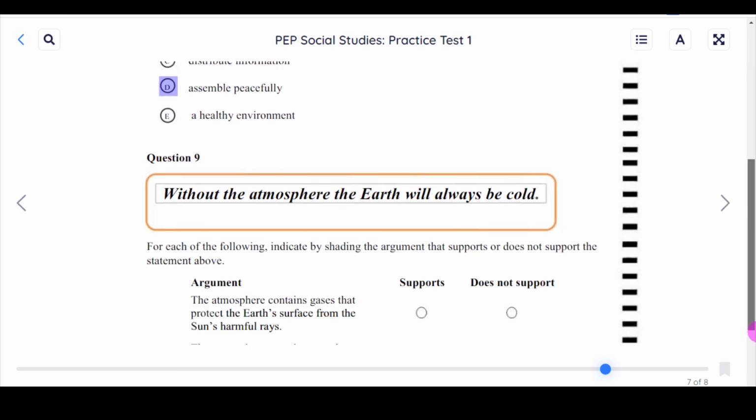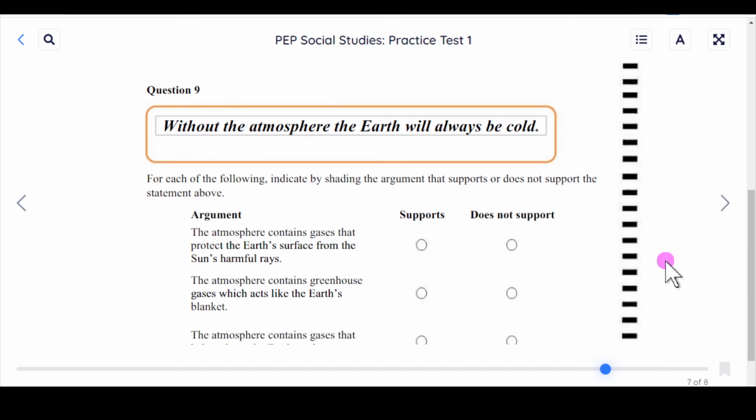All right, time for question 9. Without the atmosphere, the earth will always be cold. Okay, so this is our statement. For each of the following, indicate by shading the argument that supports or does not support the statement above. So here we have the arguments or the reasons, and we need to see if it lines up with what we want in terms of supporting this position, or if it does not support that position.